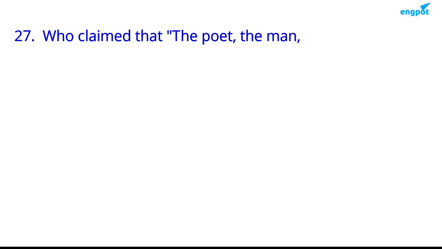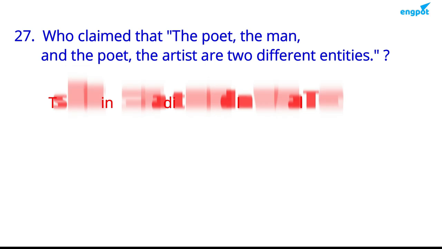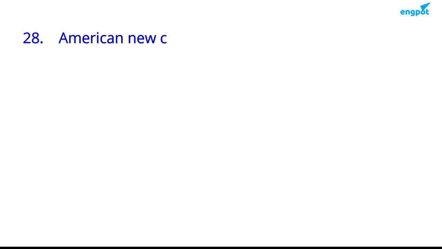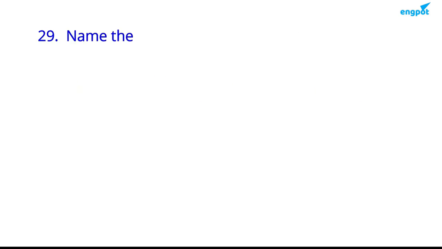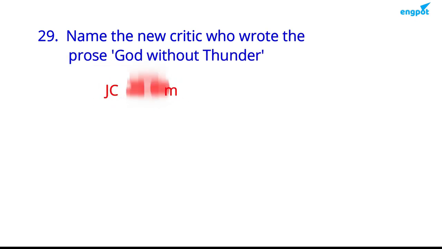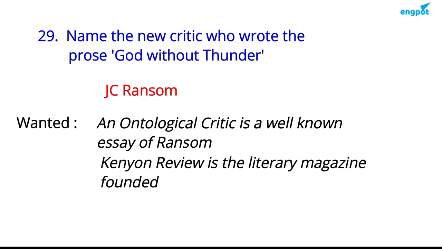Who claimed that the poet, the man, and the poet, the artist are two different entities? T.S. Eliot in his Tradition and Individual Talent. American New Critics are also called Vanderbilt University Scholars or Southern Agrarians. Name the New Critic who wrote the prose work God Without Thunder. J.C. Ransom. Wanted, an Ontological Critic is another well-known essay of Ransom, and Kenyon Review is a literary magazine founded by Ransom.